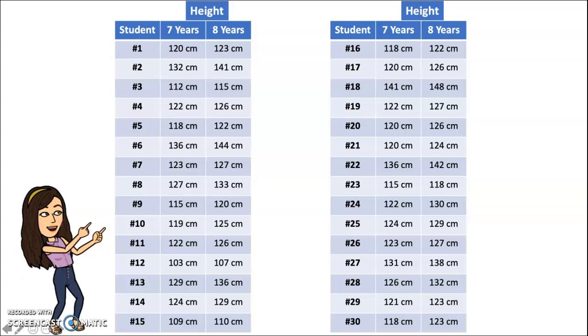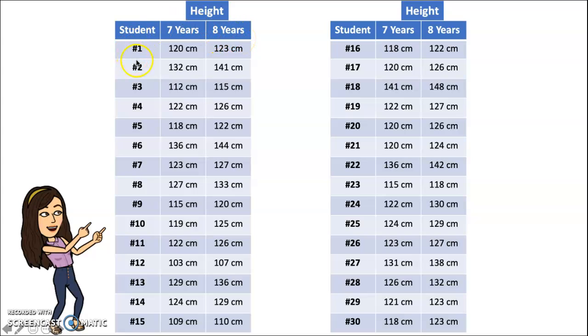So in your math journal, you have something that looks like this. At the top of the table, it says student, and then we see that we have student number 1, number 2, number 3, number 4, and we keep going all the way down to student number 30. Then we see that it says height. So we are going to see the height of these students from when they were 7 years old, and then we see their height from when they were 8 years old.